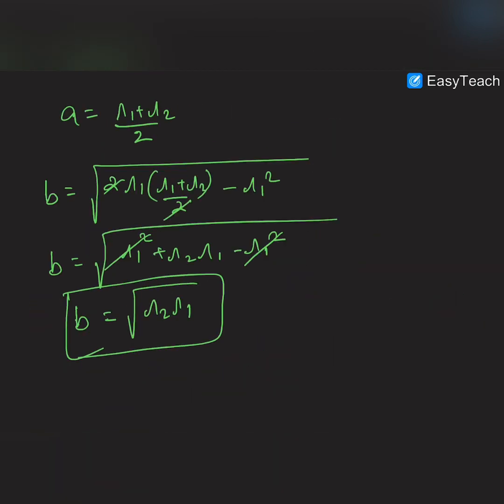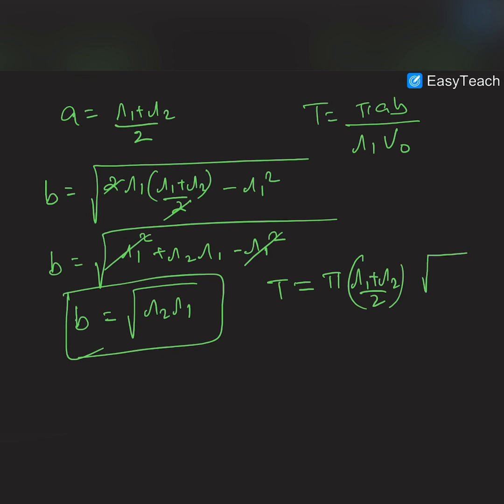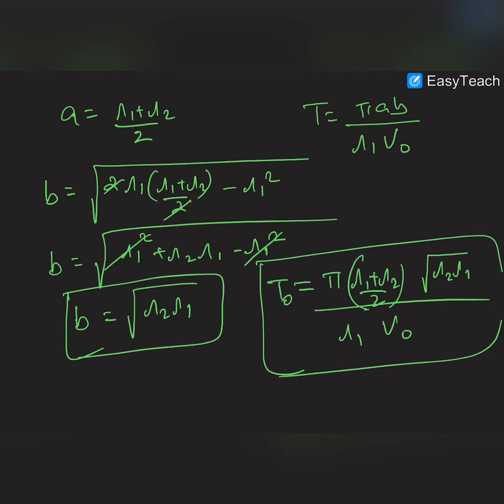So the time is equal to pi AB upon r1 v naught, and time is equal to pi, where A is r1 plus r2 by 2 and B is under root r2 r1, and here it is r1, and v naught we have already calculated initially. So this time would be taken by the satellite to move from the perigee to apogee.